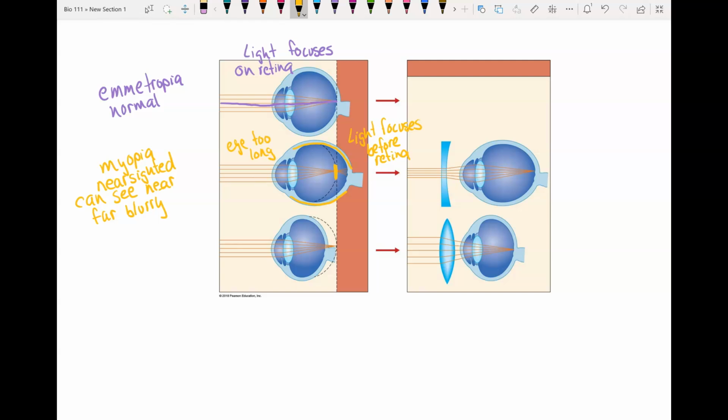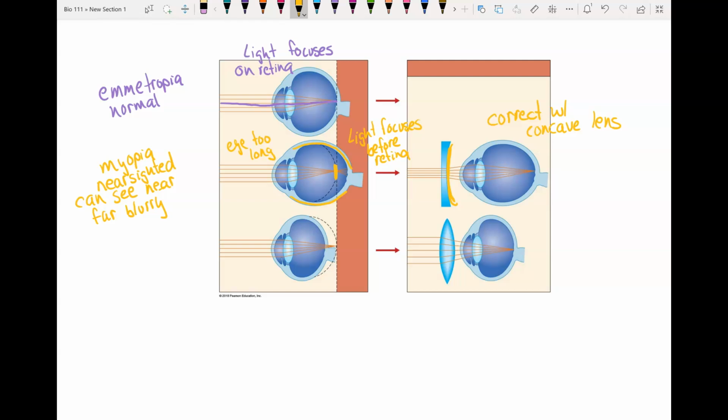So this causes anything far away to be blurry. And you correct this by having a concave lens. So here it's dented in, that's the concave. So your glasses or your contacts would be concave.